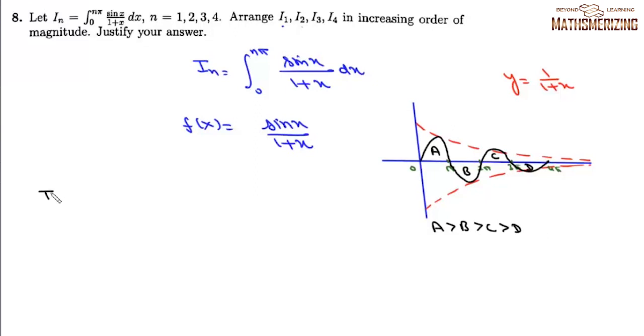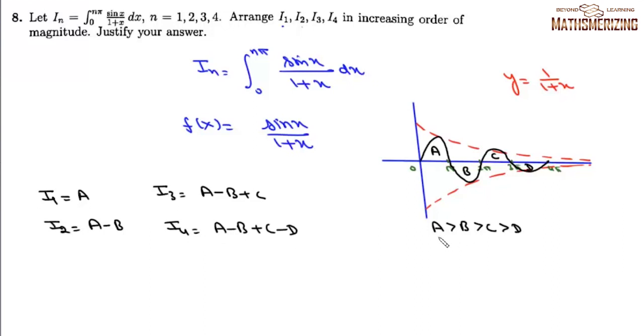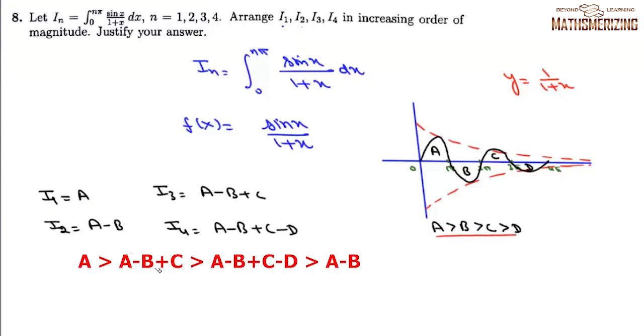Now this definite integral I1 is nothing but this value A. Now I2 will be simply A, and then since this part lies below the x-axis, this integral will be A minus B. I3 will be A minus B plus C, and I4 will be A minus B plus C minus D. Now since A is greater than B, which is greater than C, which is greater than D, we can say A will be greater than A minus B plus C, and it will be greater than A minus B plus C minus D, and it will be greater than A minus B.